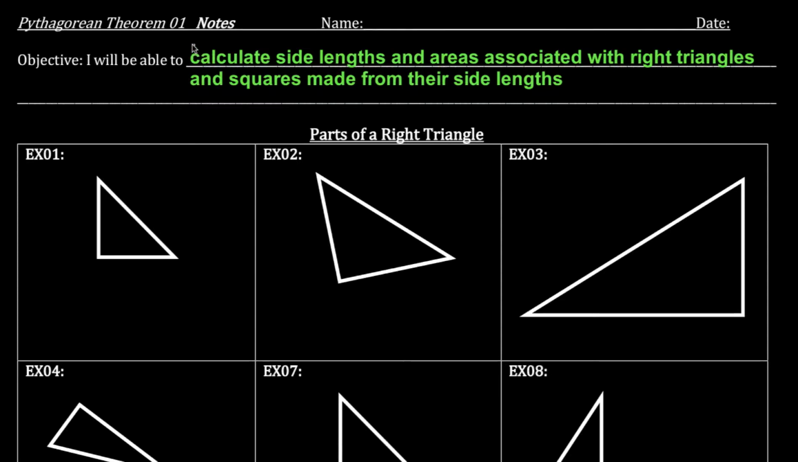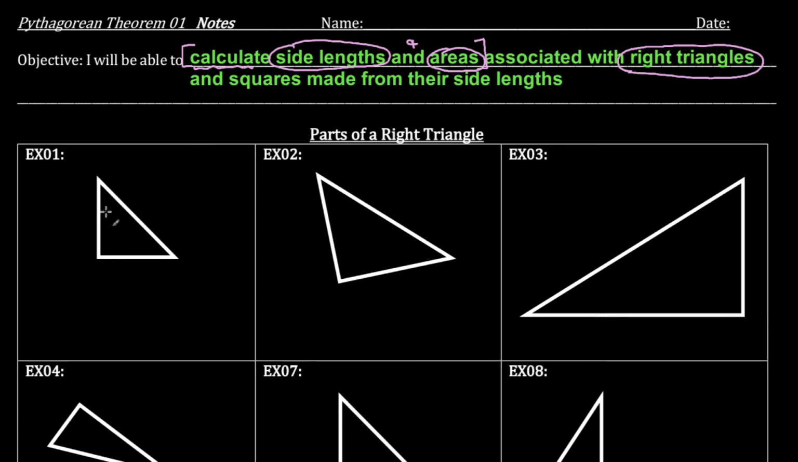All right, so in this lesson, we are going to calculate side lengths and areas associated with right triangles. So this is very important. They're associated with right triangles and squares made from their side lengths. You'll see what I mean.